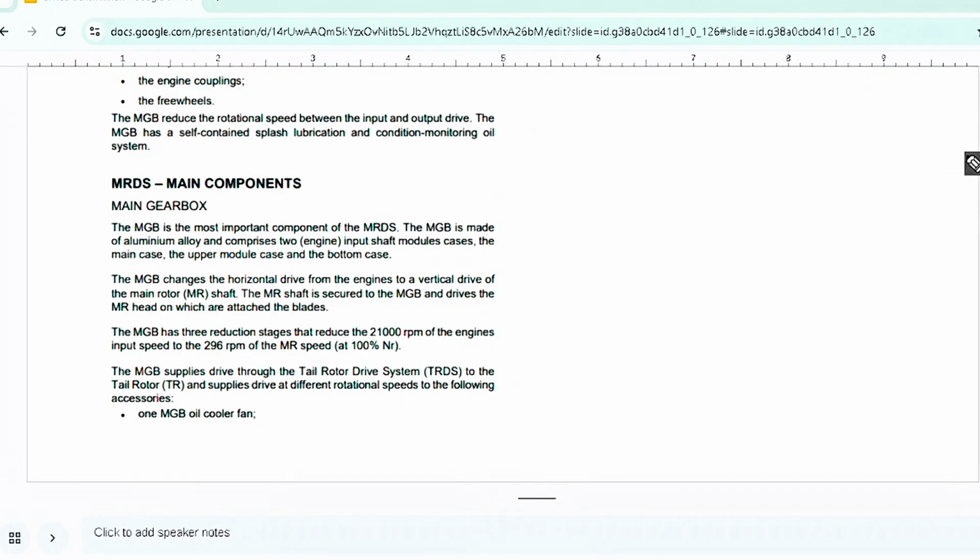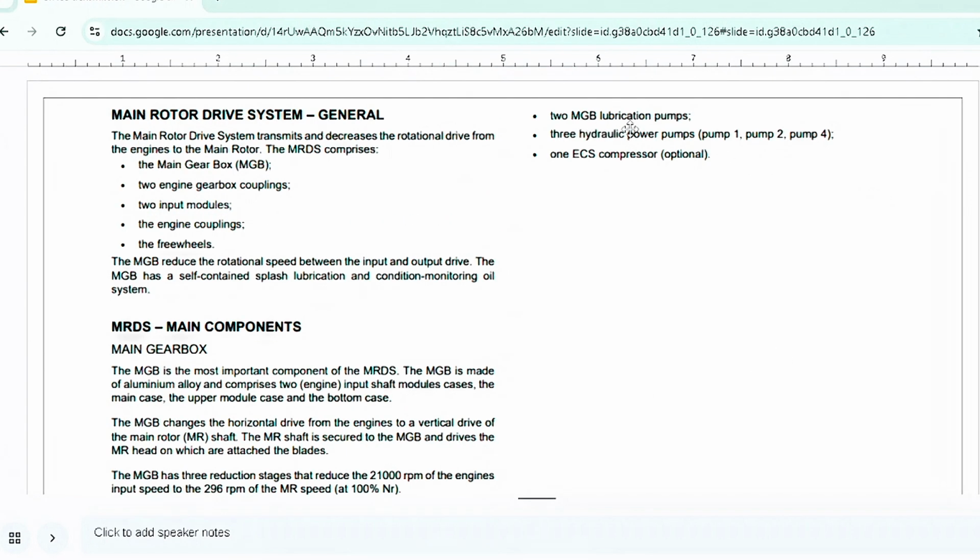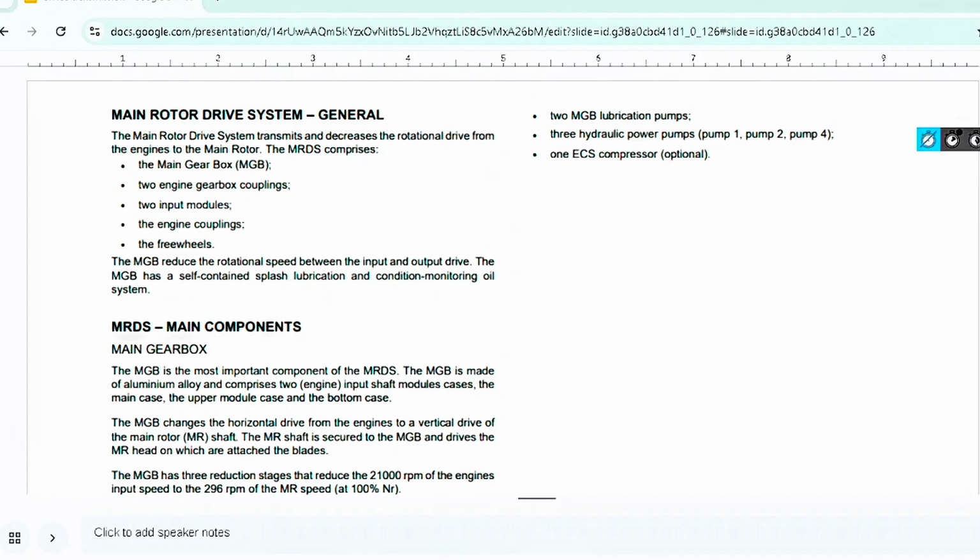Now the MGB supplies drive through the tail rotor drive system, TRDS, to the tail rotor and supplies drive at different rotational speeds for the following accessories: 1, MGB oil cooler fan, 2, MGB lubrication pumps, 3, hydraulic power pumps. Okay, hydraulic power pumps are 3, 1, 2, and 4, as I told you previously in this video, and the pump number 3 is an electronic pump, and 1 ECS compressor, optional if that is installed in the helicopter. Okay, now let's move forward.